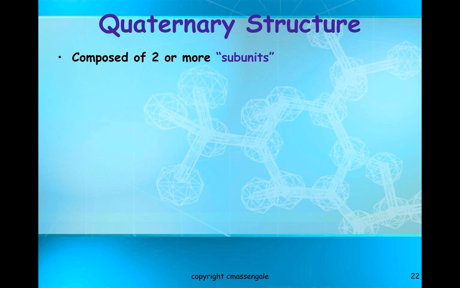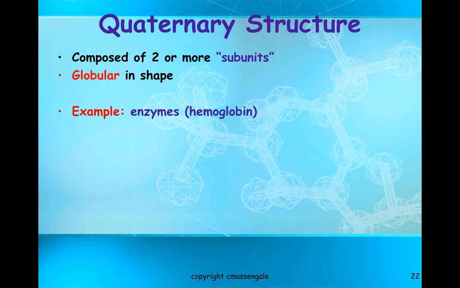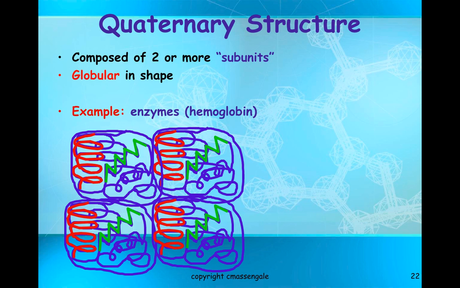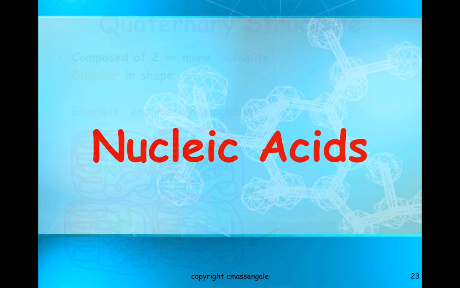Quaternary structure, this is composed of two or more subunits. They're globular in shape. Examples could be enzymes that are found in the hemoglobin. And here's an example right here of a quaternary structure. Now this one happens to have 4 subunits, but it could just have 2 and be fine. Those are the subunits. There's 4 in this one.